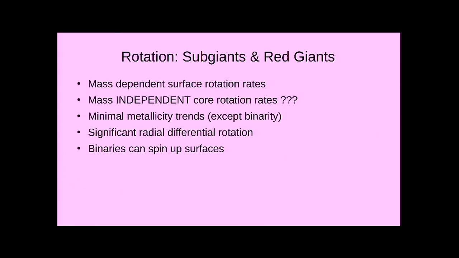Okay, so for subgiants and red giants, we're seeing mass-dependent surface rotation rates. We're seeing mass-independent core rotation rates. We're seeing minimal metallicity trends, except maybe we know there are more close binaries at low metallicity, so that might affect the distribution of rotation periods. And then we're seeing significant radial differential rotation in these stars. And we know that binaries can spin up the surfaces in particular.